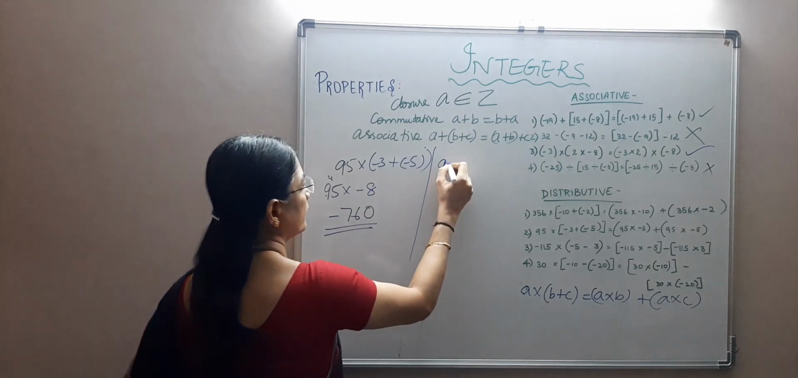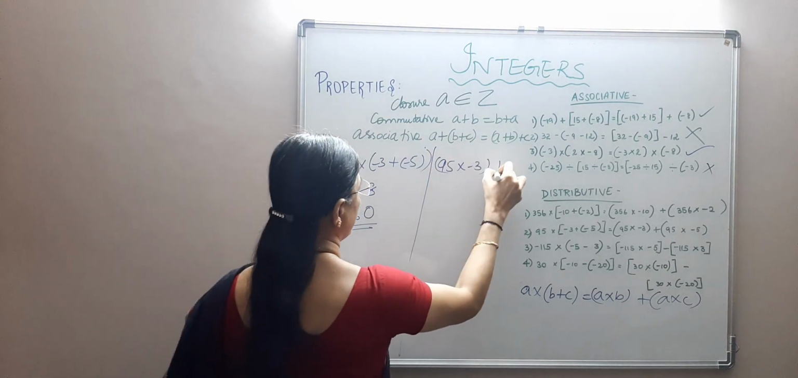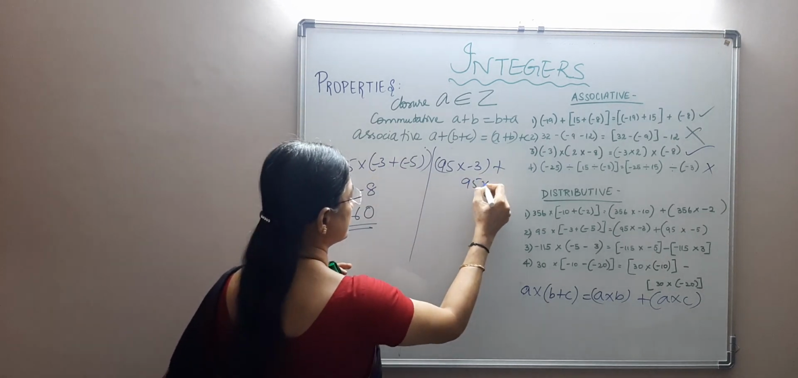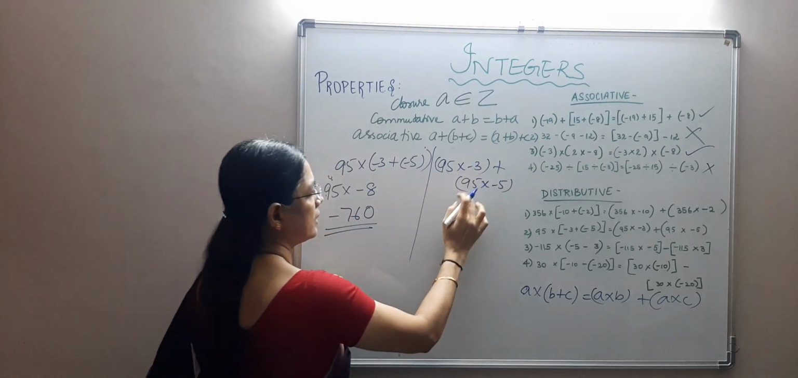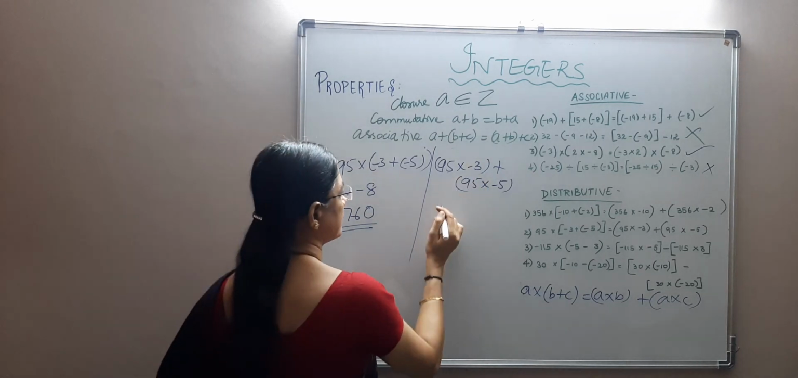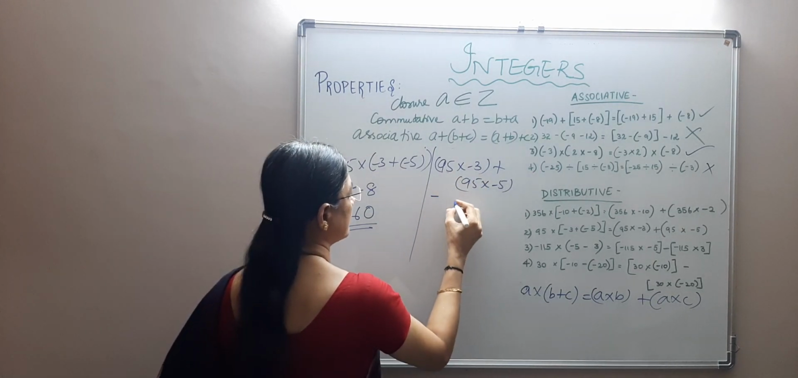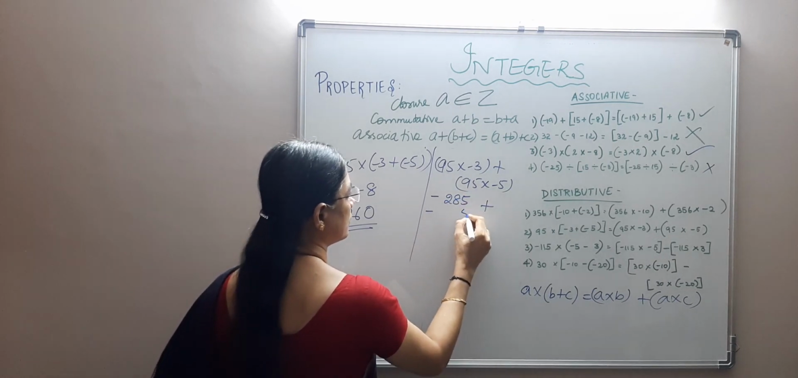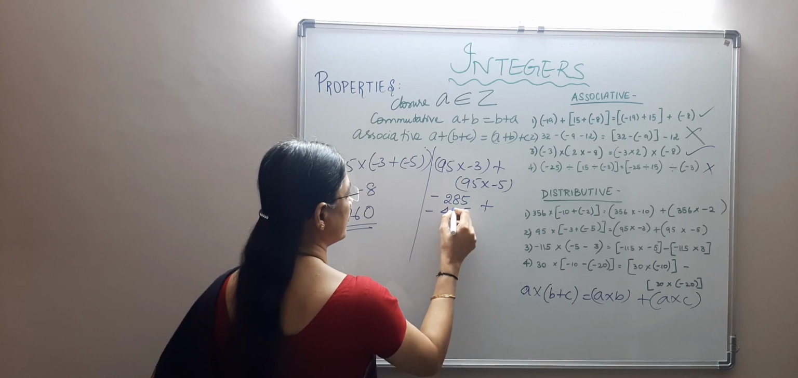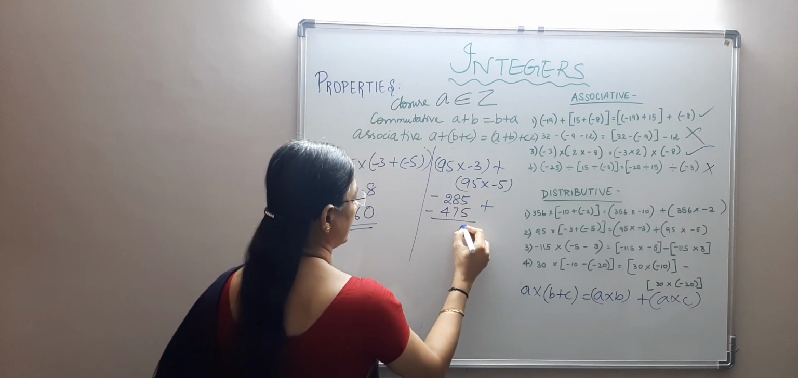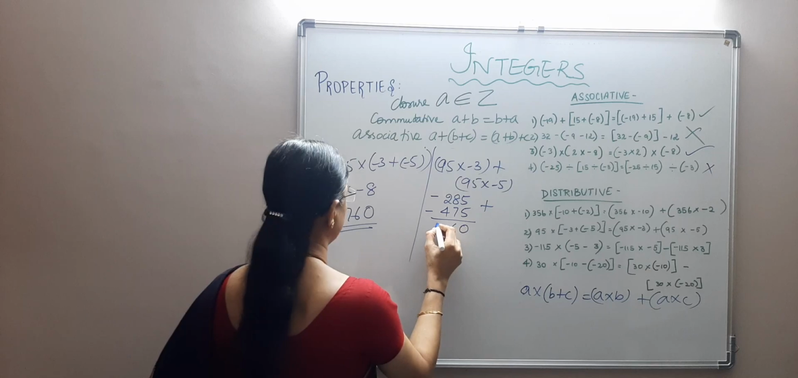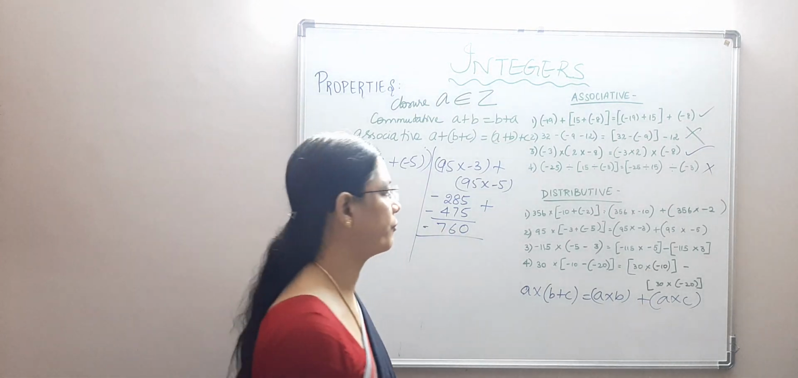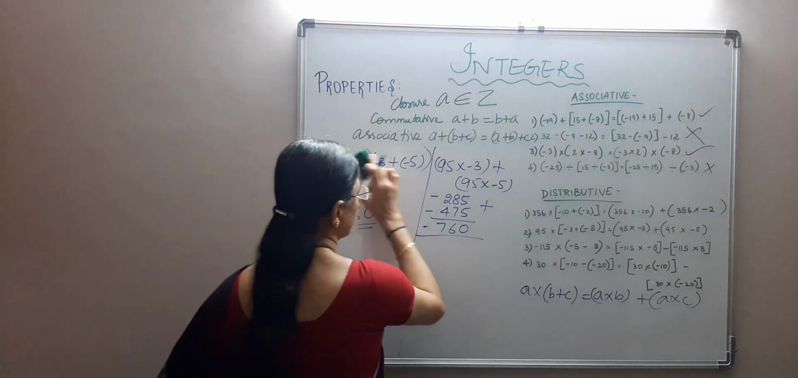95 into minus 3 plus 95 into minus 5. So both will be negative, because only one negative is there. So minus 285 plus minus 475. 10, 6, 7. So you have 760 on both sides. So thus distributive property is proved for integers in the second sum also.